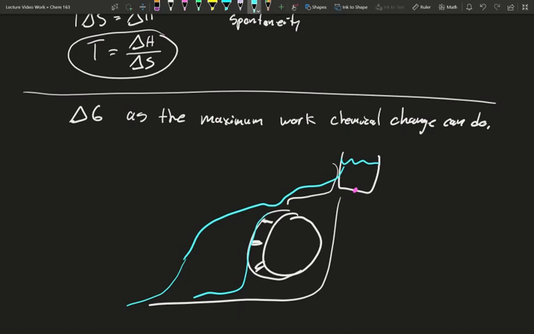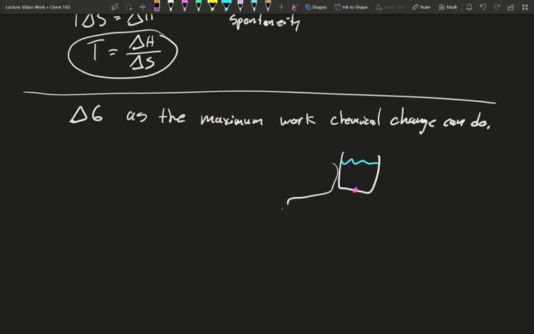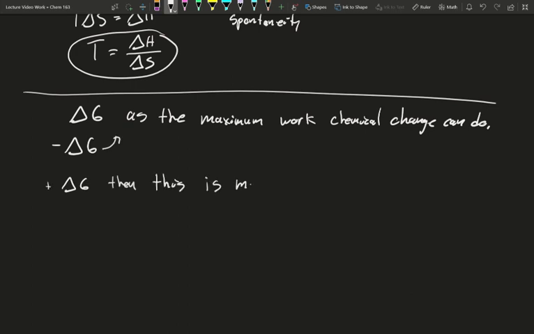In any real system that we can design, there's always some wasted effort. Some of the potential didn't get used for the thing we want. So while delta G does tell us the max that could happen, the reality is we will never obtain that. We'll obtain some lesser amount. Well, that's when delta G is negative. If delta G is positive, then this is the minimum work needed to be done to the system.